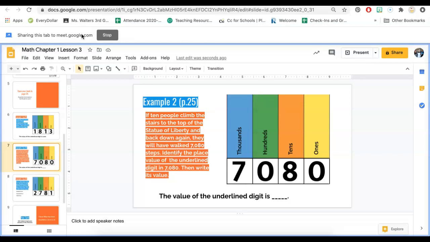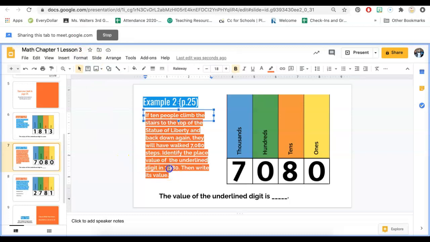Okay, example number 2, which is on page 25, if you look at the other page of your book, says, if 10 people climb the stairs to the top of the Statue of Liberty and back down again, they will have walked 7,080 steps. Identify the place value of the underlined digit in 7,080. Then write its value. And in the book, they underlined the 0 here. So I'm going to underline that for you guys.